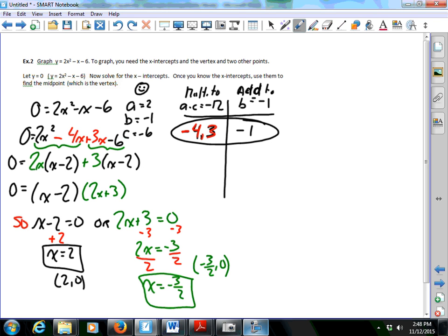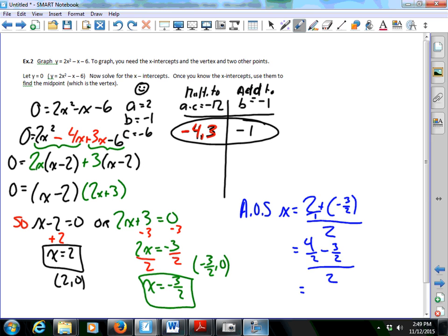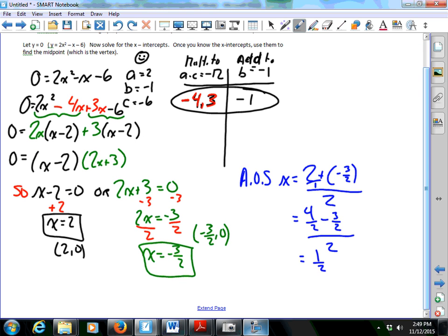All right, now, once I do that, I can find the axis of symmetry. I'm going to take my 2 x-intercepts and add them up. So it's 2 plus negative 3 over 2, divided by 2. Well, that's 2 over 1, because every whole number is divided by 1, but we don't bother writing it. So that'd be 4 over 2 minus 3 over 2, all divided by 2. That gives you 1/2 in the numerator divided by 2.